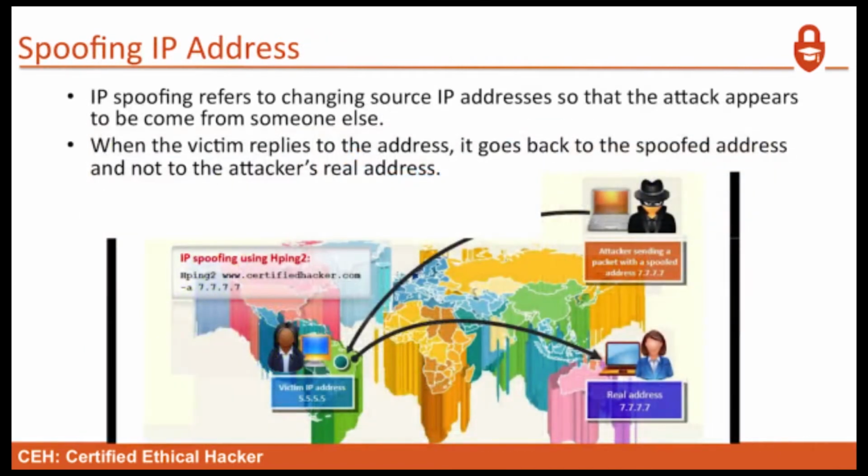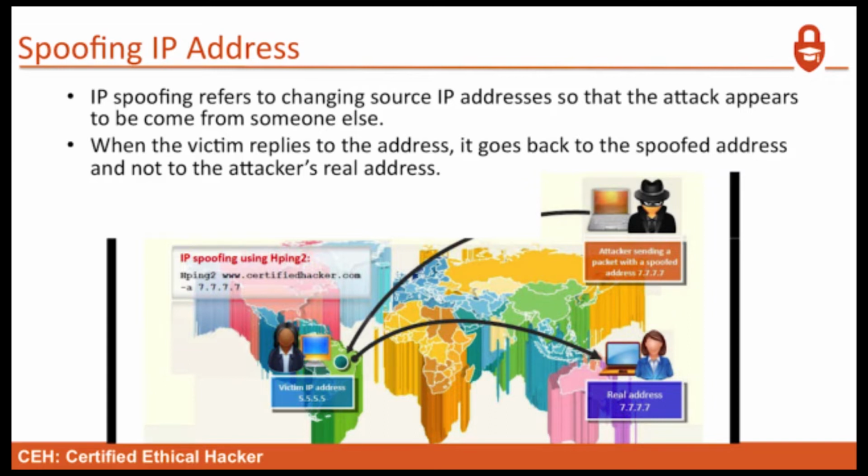Spoofing IP addresses. IP spoofing refers to changing the source IP address so that the attack appears to be coming from someone else. So you're going to send a packet, but you won't be able to get that packet back, right? Because it's going to go back to the victim, the spoofed IP address. When the victim replies, it goes back to the spoofed address and not to the attacker's real address, right? That's what we just said. So if you start trying to cause a DoS attempt, but you're using another person's address, well then they get all of the bouncing traffic or attack traffic, whatever it is they're going to put out there.